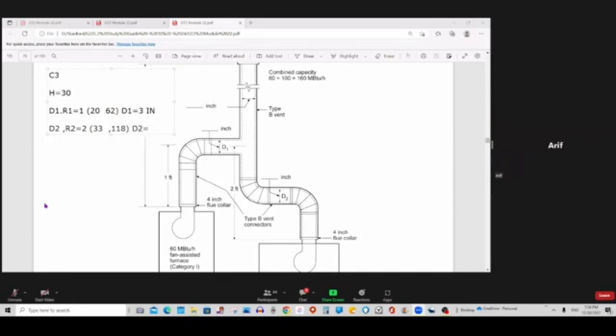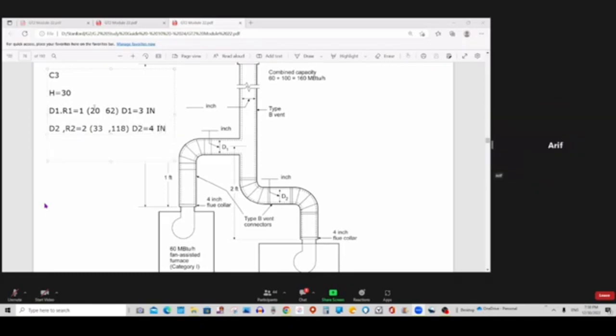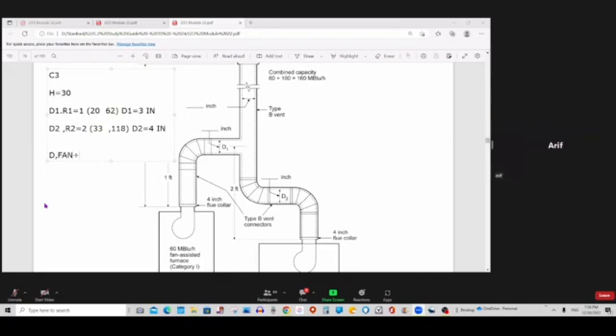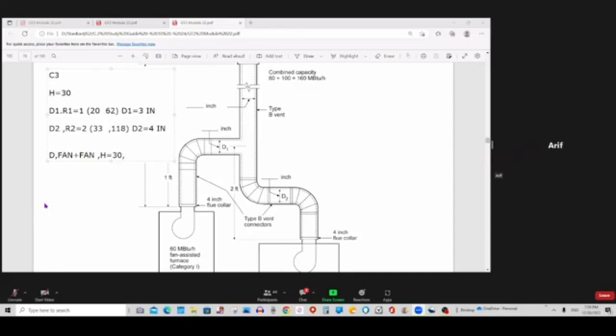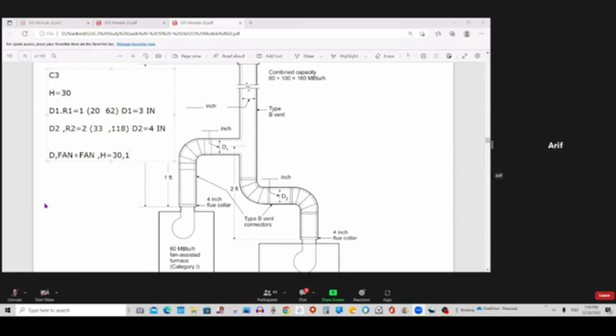4 inch. Sir, how do we get the common vent? Go to the common vent. Okay, we go to common vent and what do we get? Both are fan assisted. The height is 30. Okay, 30. And the capacity? Both are fan assisted, so fan. Capacity is how much? 160, right? Yes, capacity is 160.